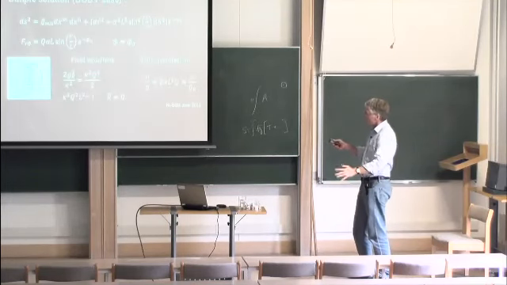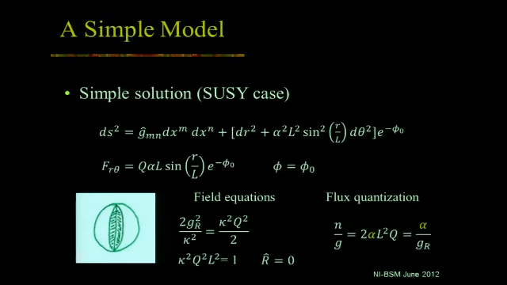All right, so let's do the same thing for SUSY. So now for the SUSY case, here's our solution again. We have one more equation because the dilaton equation is non-trivial now. It's no longer an axion. It couples to the Maxwell field. So we have these three equations now. Two of them are Einstein equations, and one of them is a dilaton equation. And we still have flux quantization.